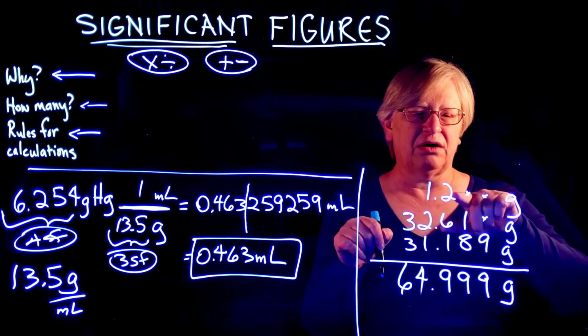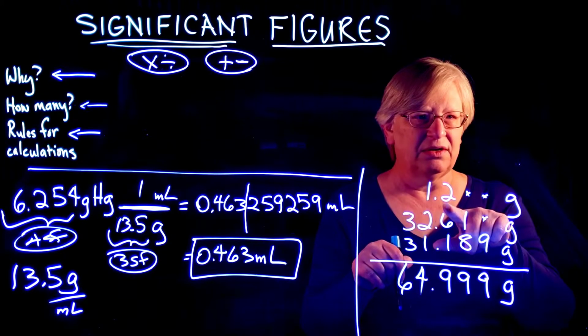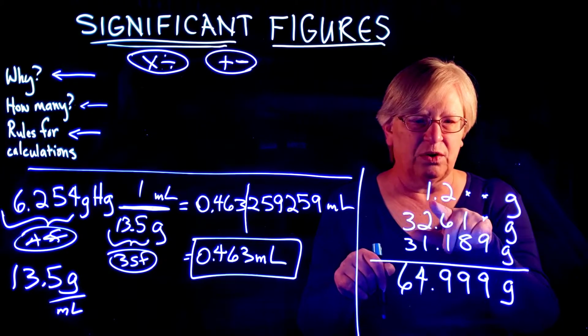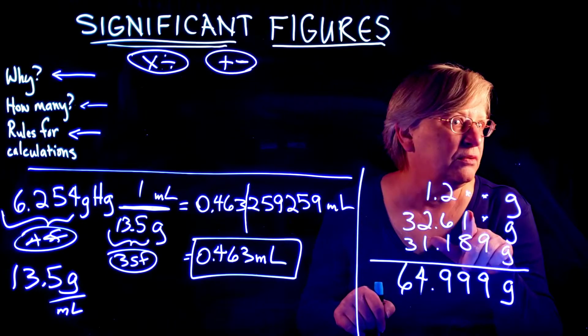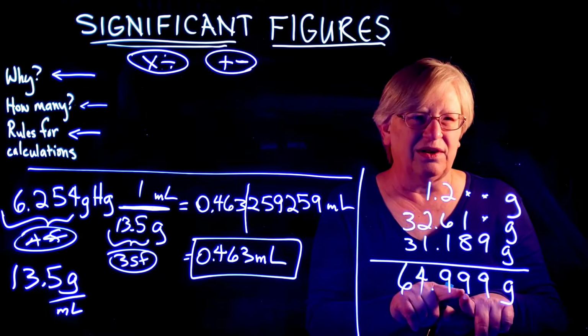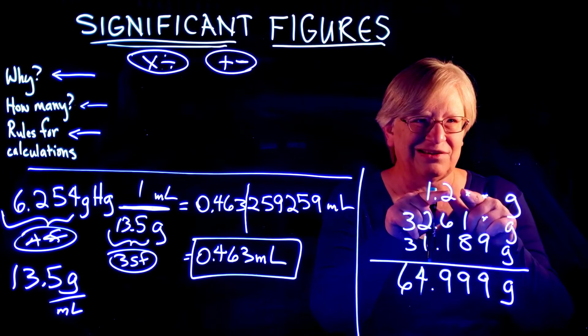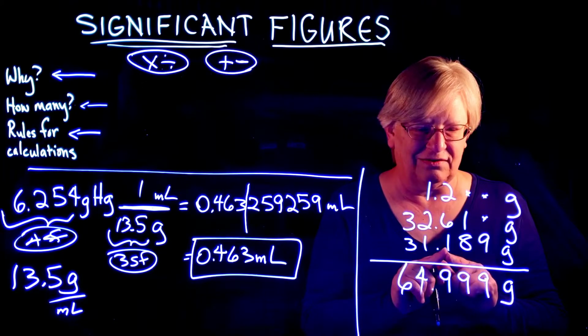If you'd had a better balance here, instead of a balance that only went to 1/10 of a gram, this might have been 1.21 grams. It might have been 1.22 grams. We don't know. So by putting a 9 down here, we're really kind of lying, pretending we know what it is. We don't know what it is.